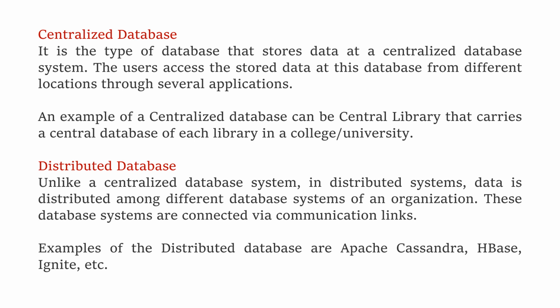Then the next is the distributed database. Unlike a centralized database system, in distributed systems, data is distributed among different database systems of an organization. These database systems are connected through communication links. Examples of such a distributed database are Apache Cassandra, HBase, Ignite, etc.